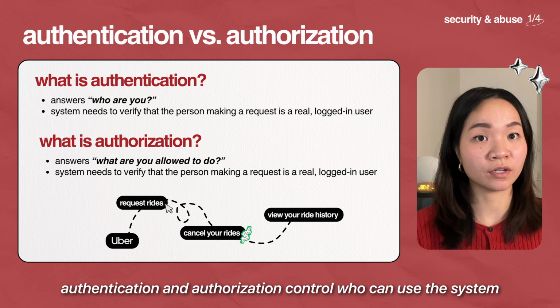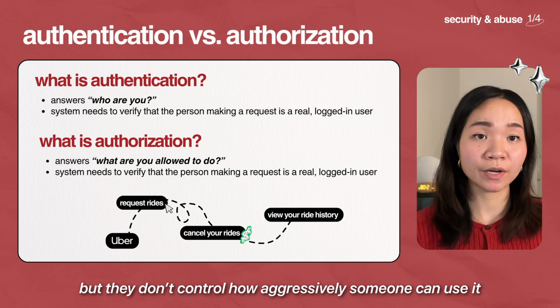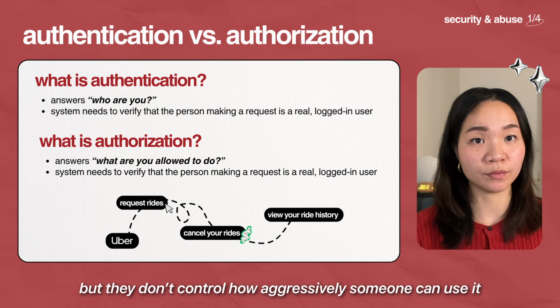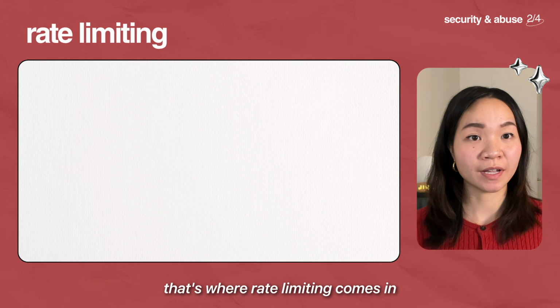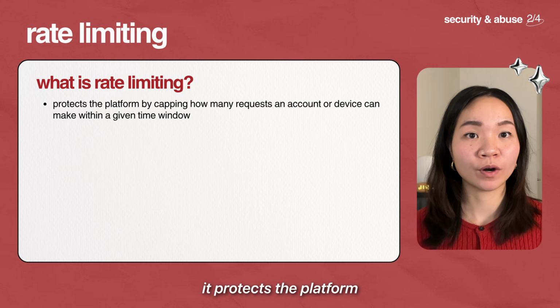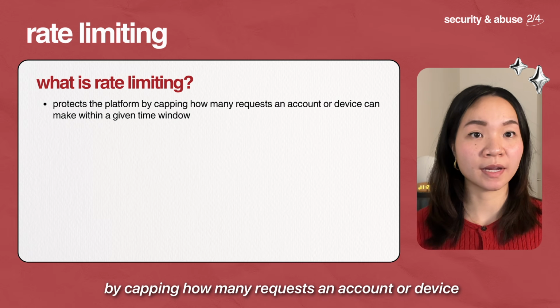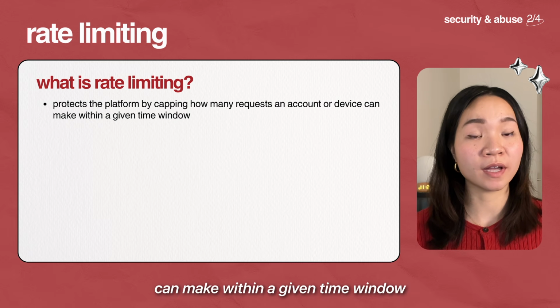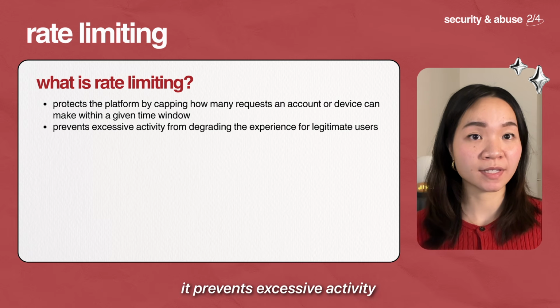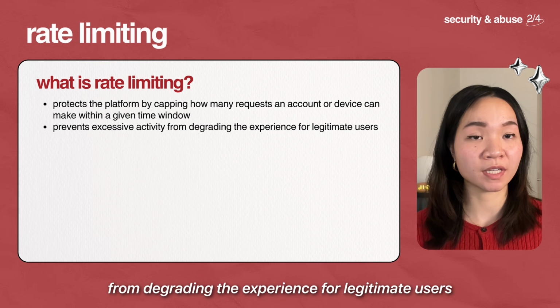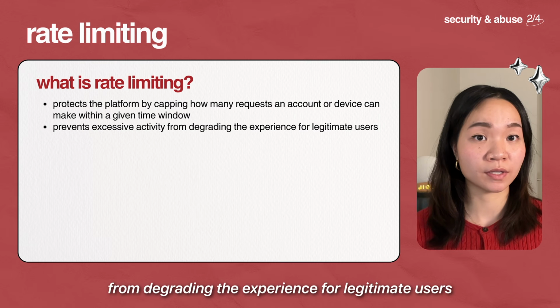Authentication and authorization control who can use the system and what they're allowed to do, but they don't control how aggressively someone can use it. That's where rate limiting comes in. It protects the platform by capping how many requests an account or device can make within a given time window. It prevents excessive activity from degrading the experience for legitimate users.